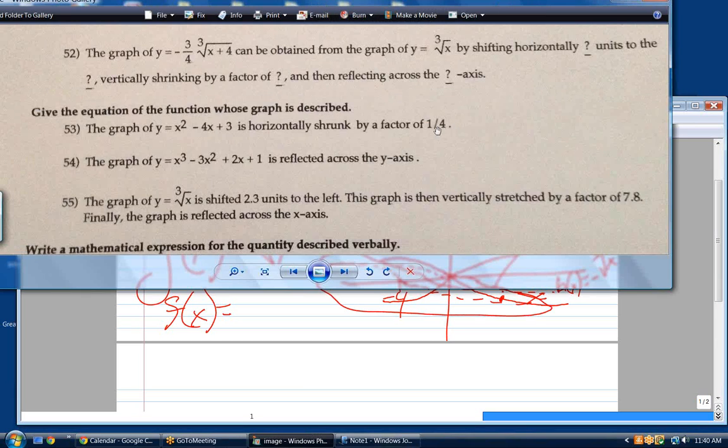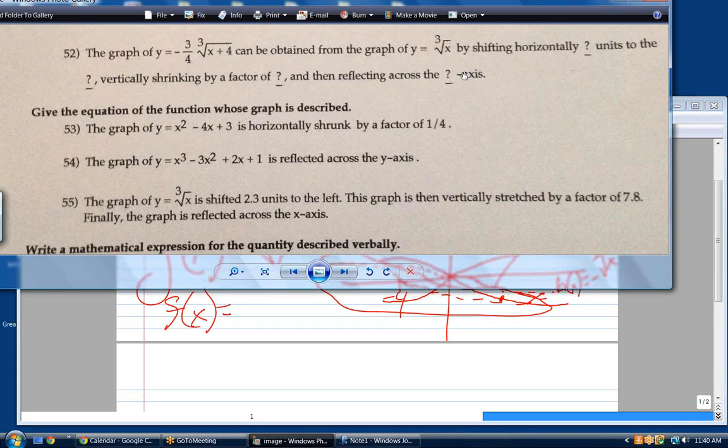So they didn't ask us to graph it, but let's answer their questions. Shifting horizontally, how many? 4. To which way? Left. Vertically shrinking by a factor of negative 3/4. Let's just say positive 3/4, because we've already handled the negative sign. We're going to handle it by reflecting across the x-axis.